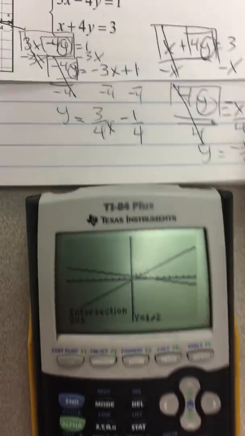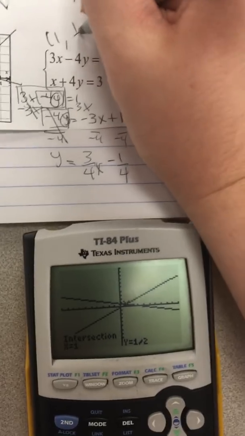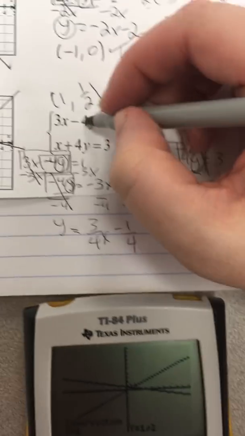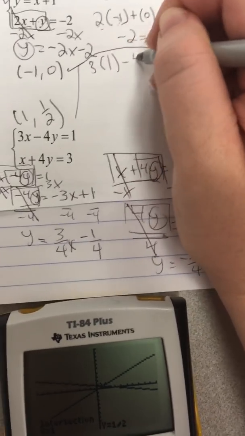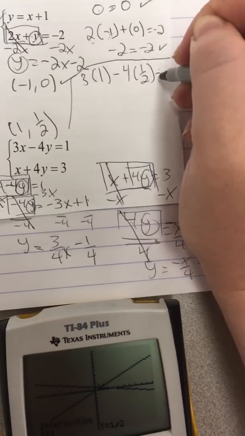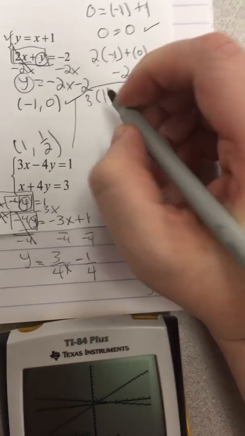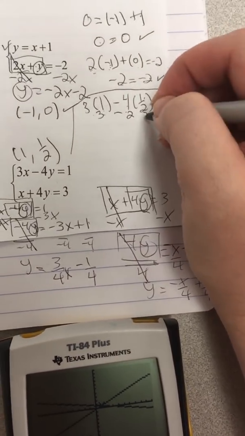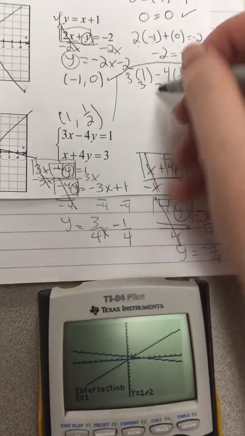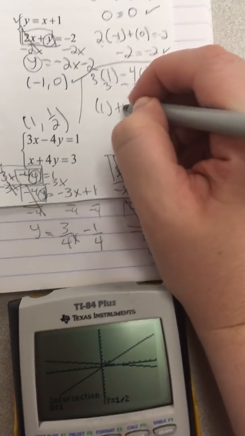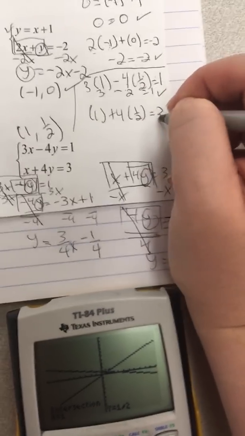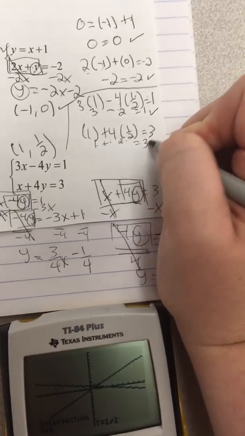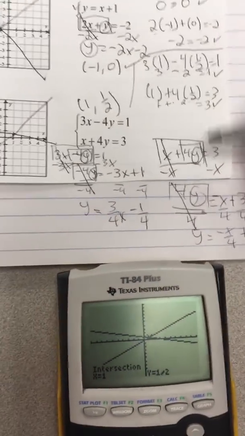All right, so now let's plug that in and see if it works. I'm going to plug it in that first one, and we're trying to see if it's equal to 1. All right, so 3 times 1 is 3. 4 times 1/2 is 2. 3 minus 2 equals 1. That's correct. And then we got 1 plus 4 times 1/2 equals 3. We already know that this is 2. 1 plus 2 does equal 3. So we know that it works in both, so we know we did it correctly.